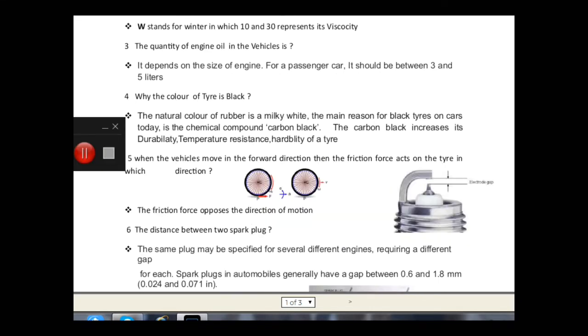Know that the natural color of rubber is white, but white rubber is not very durable, because due to the continuous rubbing action of a tire and the friction, it easily wears out. So we mix in a chemical compound, which is carbon black. Carbon black increases the durability, temperature resistance, and hardness of a tire. So due to the carbon black, the color of a tire is black.